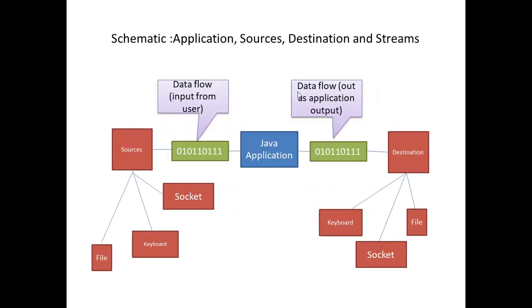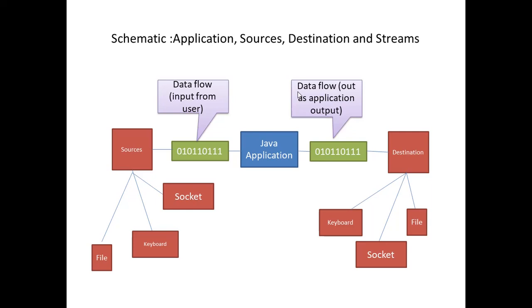So let's have a schematic. You have on the left hand side certain sources. One source could be file, the other source can be keyboard, the third source can be socket. Socket is actually some communication which will communicate your Java application with some remote machine. So through such sources, you will try to get the data, read the data. So the data flow, which is shown in the green color, is input. That is reached to the Java application.